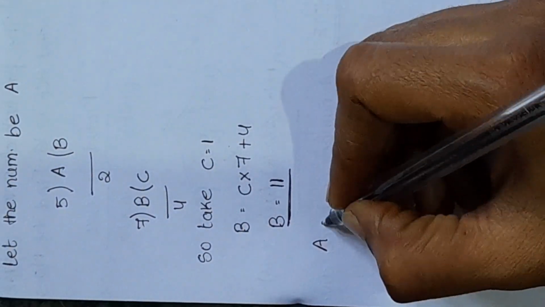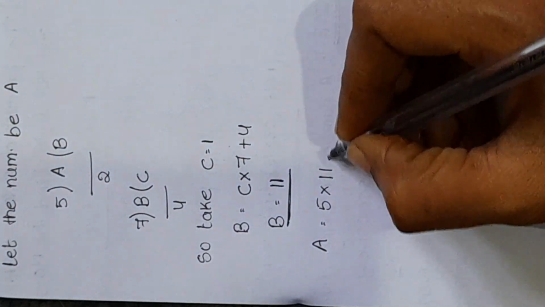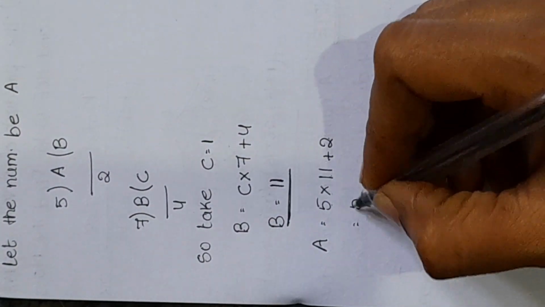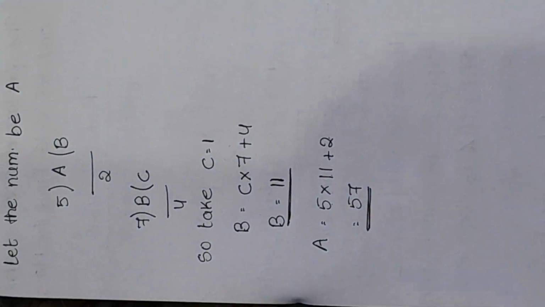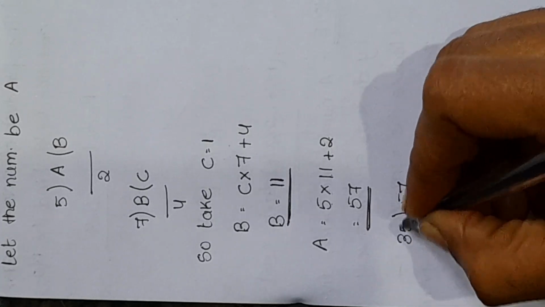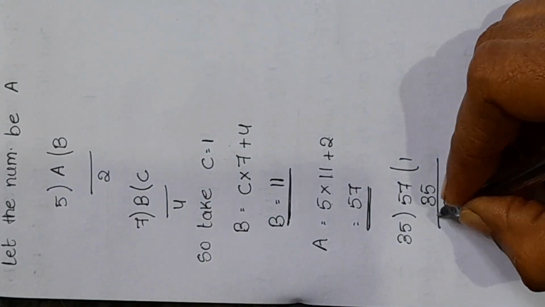A can be written as a is equal to 5 into b. We got the value of b as 11, plus 2. 5 into 11 is 55 plus 2 is 57. Now divide the number 57 with 35. 35 ones is 35. The remainder we get as 22.